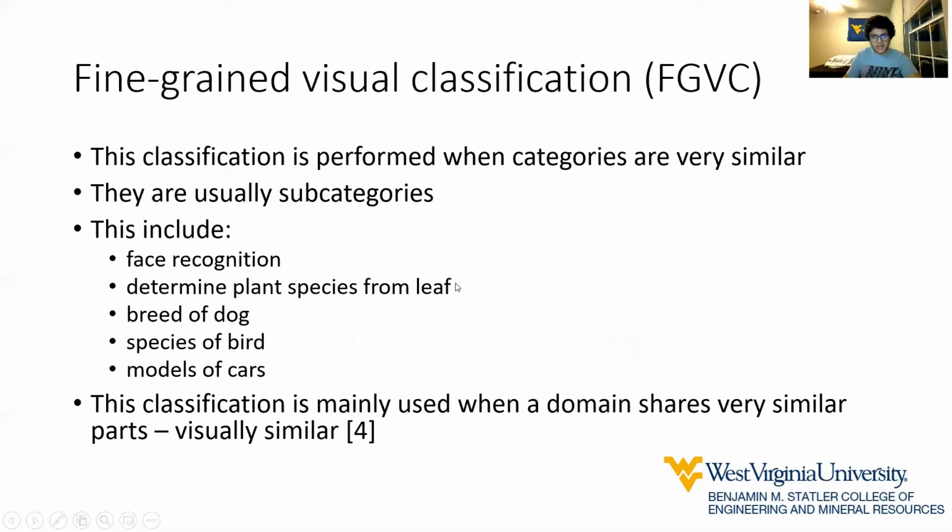So in classification, we are using the fine-grained visual classification method. We use that when the categories for prediction are very similar, visually very similar. For example, if we want to recognize faces, then we could use this technique. Breeds of dogs, models of cars, bird species, and in our case, species of plants. They are usually subcategories.